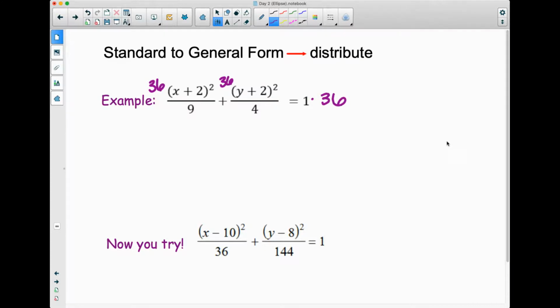Because 36 over 9 reduces to 4. 36 over 4 reduces to 9. Go ahead and double distribute. Distribute your numbers, combine like terms, set it equal to 0, all the things.